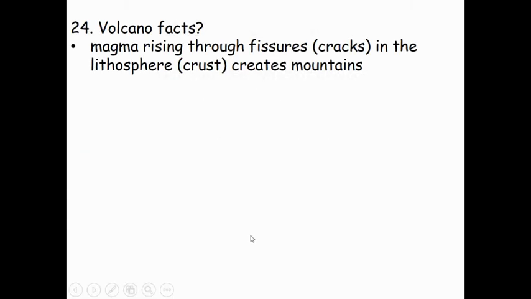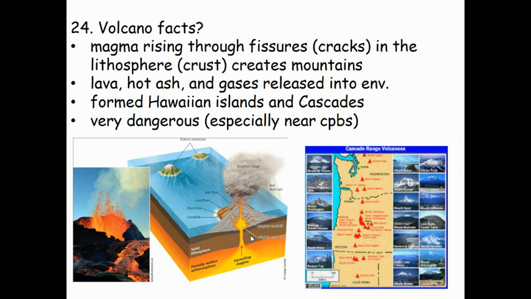All right, so facts about volcanoes. So active volcanoes happen where magma is coming up as a plume, or basically a big bubble towards the surface. And when it reaches the surface and finds cracks and erupts onto the surface, it can make mountains. Also, lava is certainly something to be aware of. Hot ash and gases get released into the environment, which is a form of pollution.